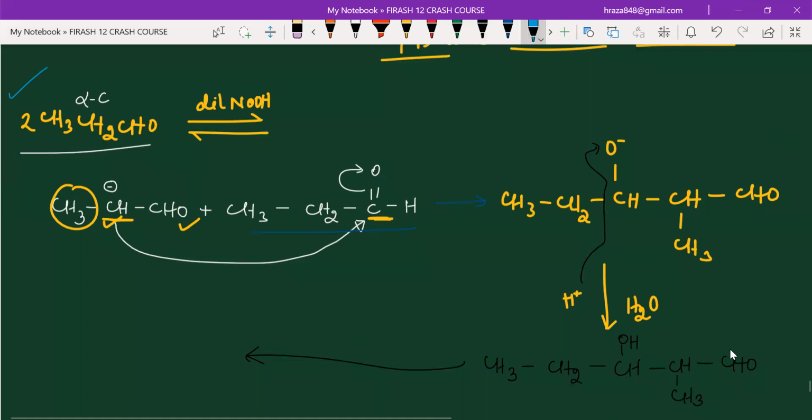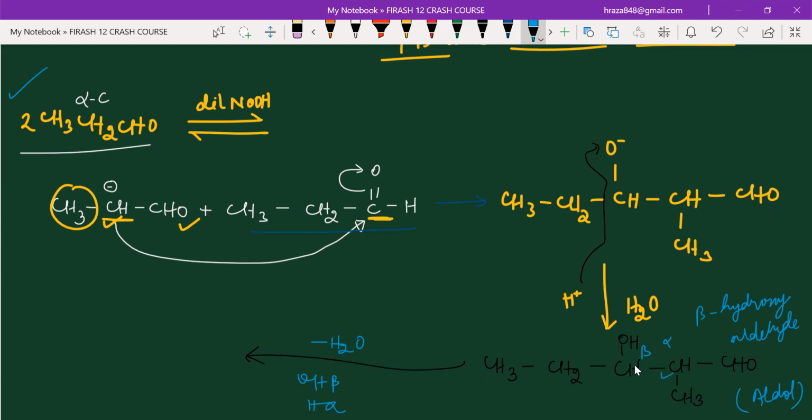If you want to write, you can see this is your alpha, this is your beta. So this is your beta hydroxy aldehyde. That means basically it is an aldol. And if you are going to do the aldol condensation, removing H2O, so OH from beta and hydrogen from alpha.